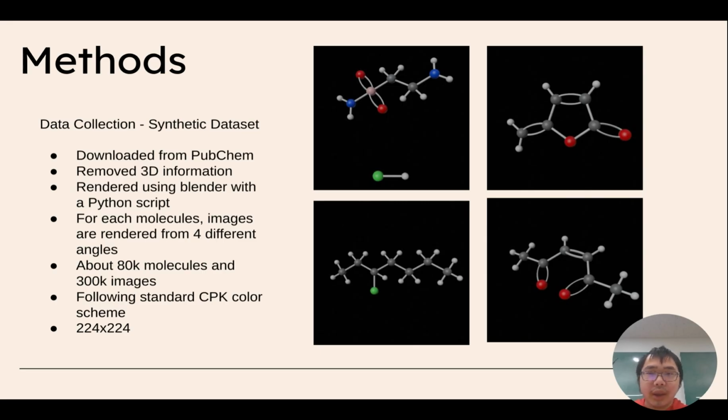We collected about 80,000 molecules, and for each molecule, we collected about 4 images from different angles, so it's about 300,000 images in total. We follow the common CPK color scheme, which is used in common molecular model sets.